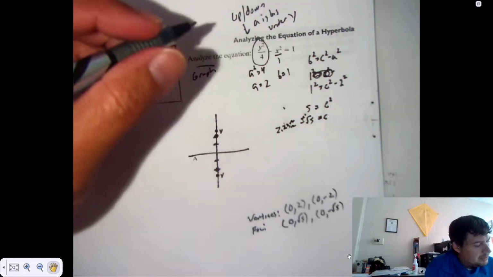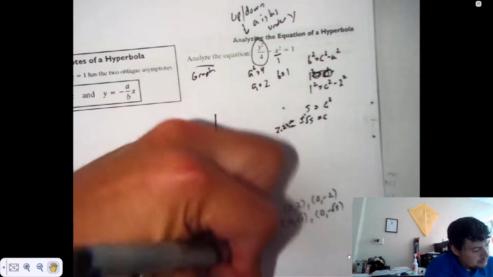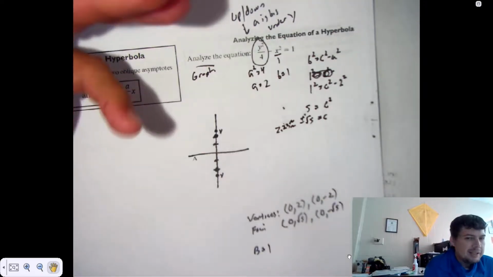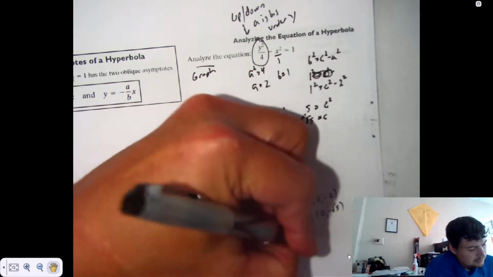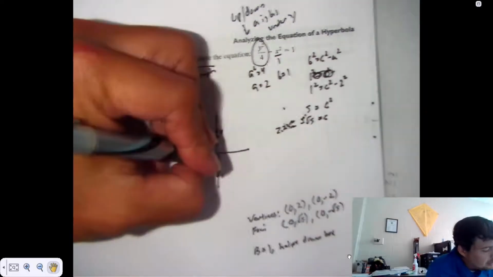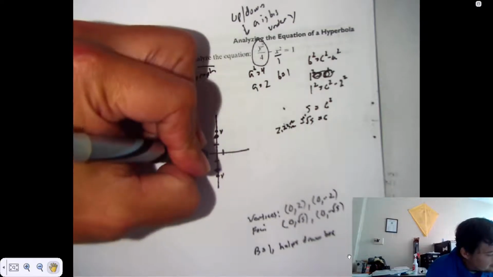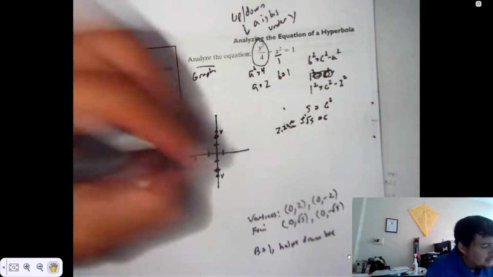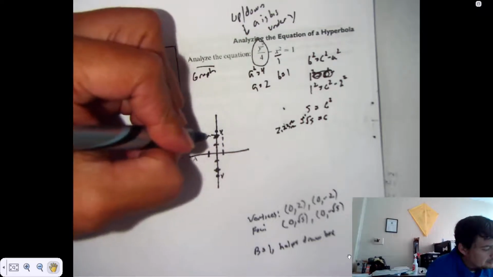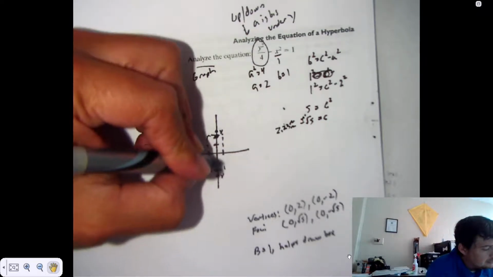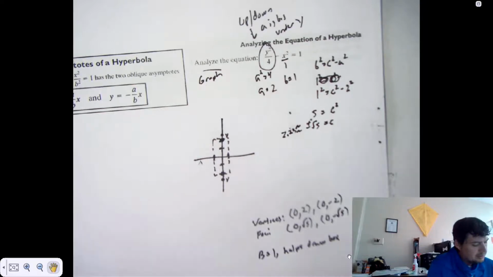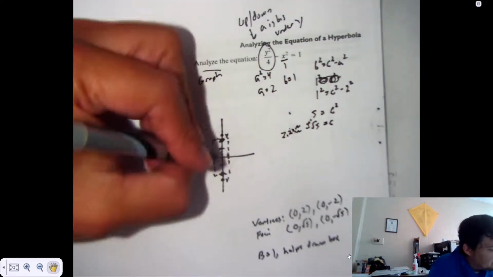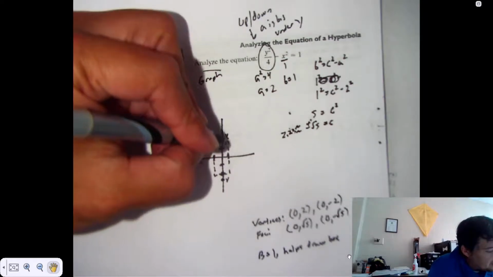Remember that b is 1. And it's not really a vertex anymore. It's kind of telling us how to draw our box. So we're going to go out 1, and we're going to draw our box. I actually have some disagreement with how they draw this box, but that's just me. And anyways, through there pass our slant asymptotes.